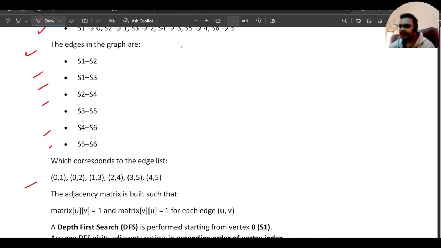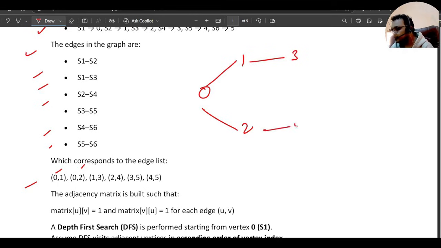To better understand this, let's create a graph. From 0, it is 0 to 1 and 0 to 2. Then 1 to 3, and 2 to 4. Then 3 to 5, and 4 to 5. So this kind of graph you can see here. This is the kind of graph they told us.